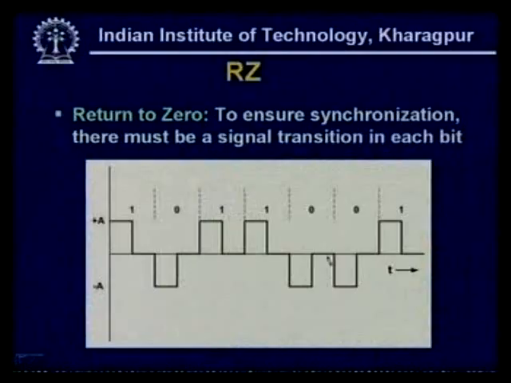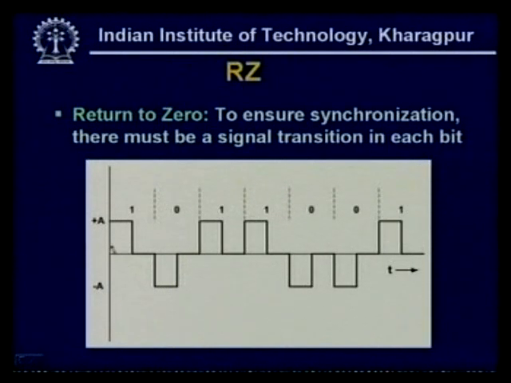So synchronization has been found to be a major concern in the two schemes that we have discussed. To overcome that, we can use RZ encoding, that is known as return to 0. So here what we do, as you can see, for each bit it returns to 0. If the data is 1, it is plus A. Then in the middle point of the bit, it returns to 0 and it remains there. And for 0, the signal value is minus A. Again, in the middle point, it returns to 0.